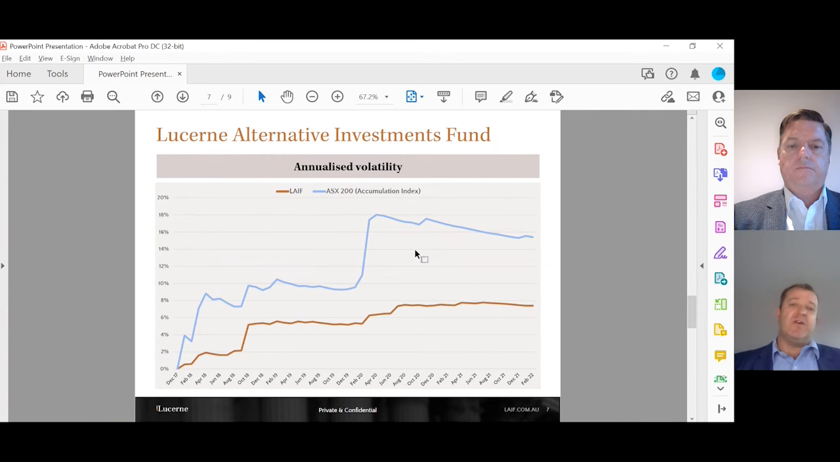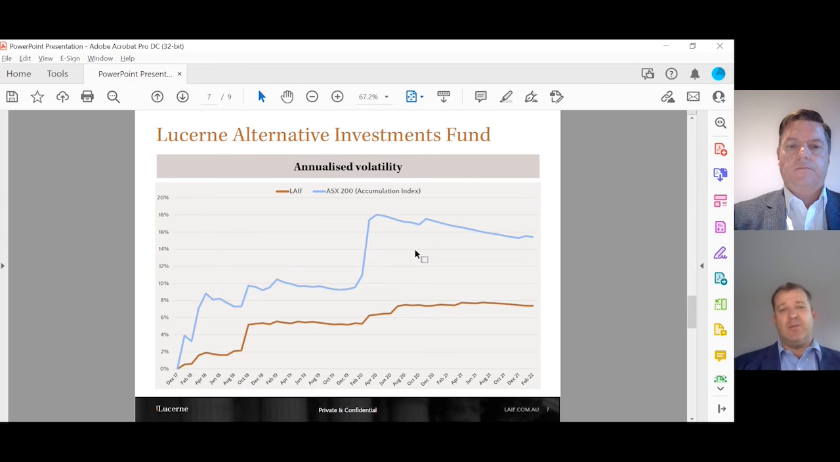When we look at the annualized volatility as well, I've just touched on the fact that we've been able to produce those returns by taking less correlation to the market. We've also been able to deliver double-digit returns on single-digit volatility, which puts LAIF on a Sharpe ratio of close to 1.4 compared to the market that trades at about 0.6, 0.65. So what that basically means is for every percent return LAIF is generating for you, you are taking far less risk than the ASX 200 in actually realising that return.